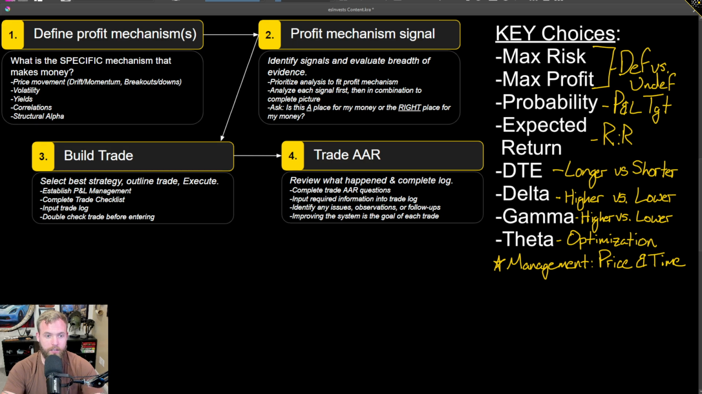Now, the last thing is management. When we are trading options, you have to manage by 2 different things. Price, meaning the movement of the underlying and the performance of your trade itself, but then also by time, because all options expire for better or for worse. So you have to have an idea of what you're going to do with your trade before you place it.